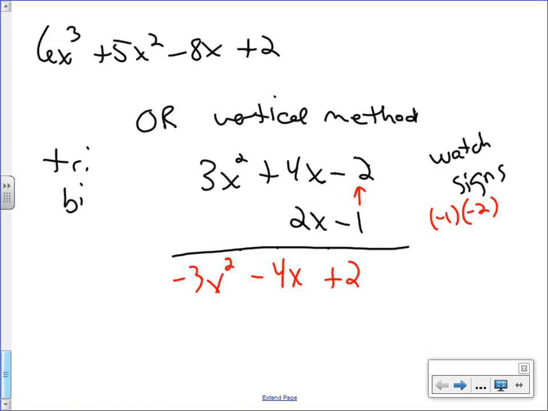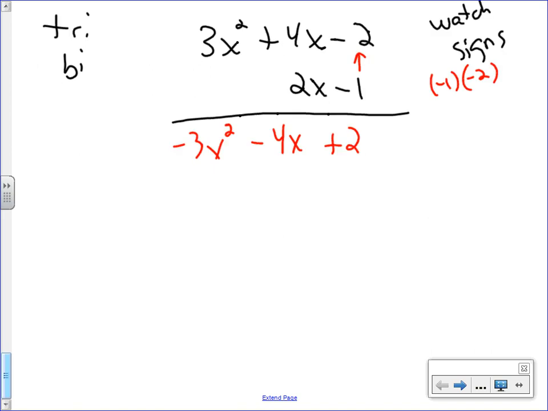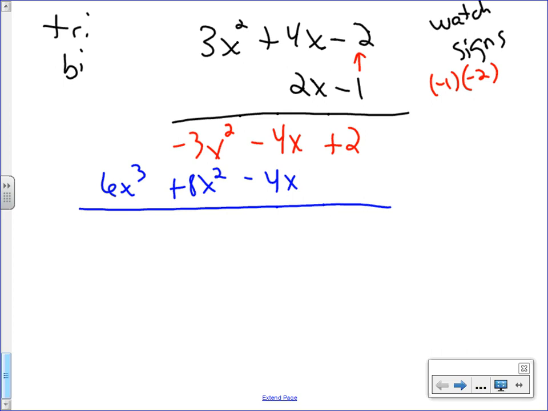Then you do the same thing with the next one. You do 2x times negative 2 and line it up. Negative 4x. And 2x times 4x, which is 8x squared, and 2x times 3x, which is 6x cubed. So the only benefit of the vertical method is you end up with things more lined up. That's the only benefit. Usually people feel very strongly about vertical method. They either love it or they hate it. But you get the exact same answer either way that you do it. Does that make sense to everybody?